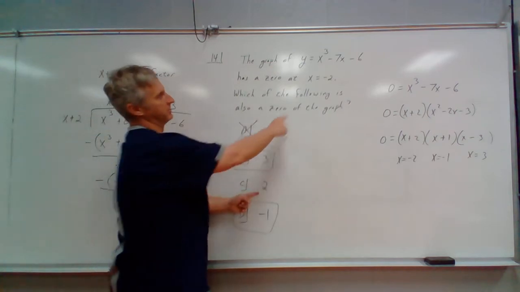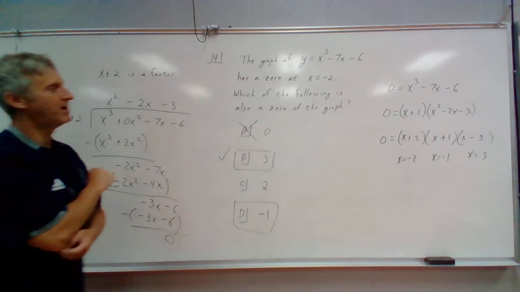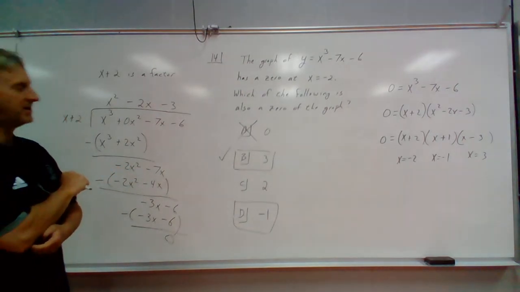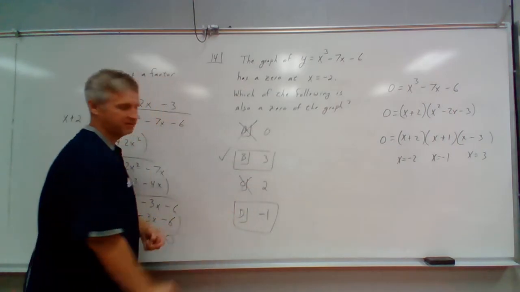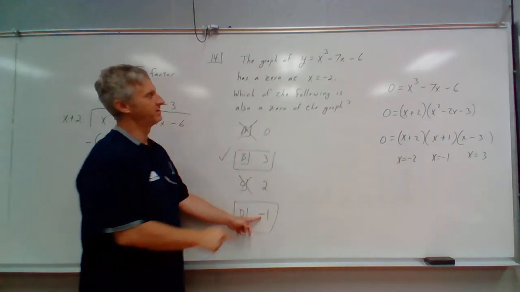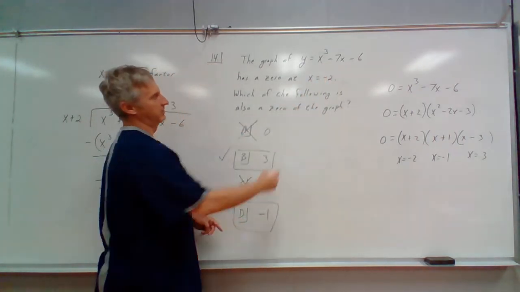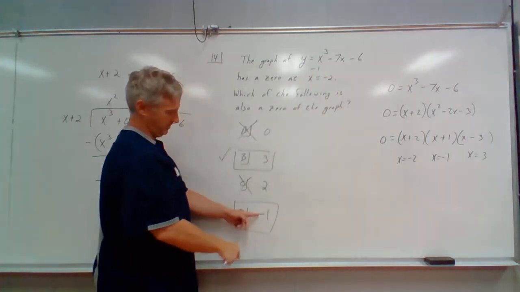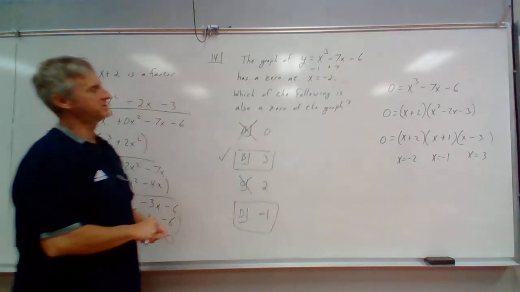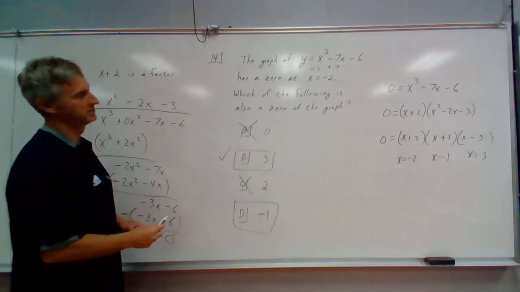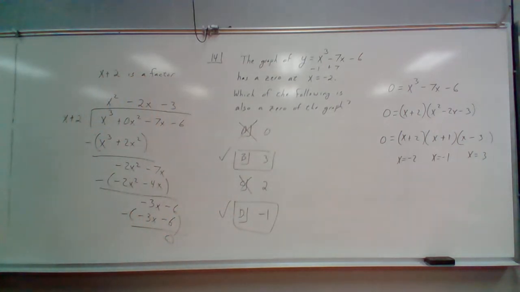I can put in the 2. 2 to the third is 8, minus 14 is minus 6. Minus 6 minus 6 is -12, which is not 0, so that's out. I can put in a -1. -1 to the third is -1. And if I put a -1 here, that would be plus 7. -1 plus 7 is 6. 6 minus 6 is 0, so that is a root, and everything checks out.